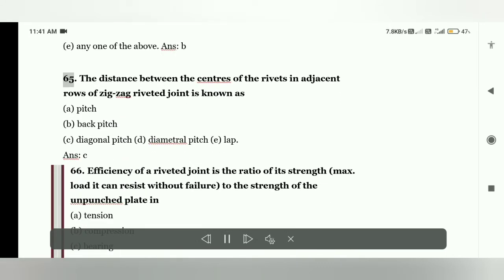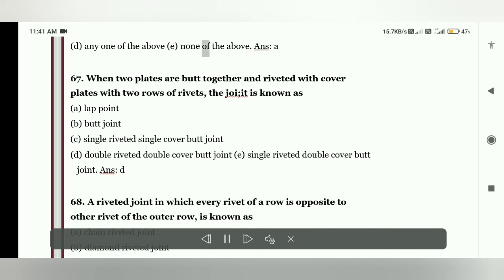64. In riveted boiler joints, all stresses, shearing, bearing and tensile, are based on: the size of rivet, the size of the drilled or reamed hole, average of size of rivet and hole, smaller of the two, any one of the above. Answer B. 65. The distance between the centers of the rivets in adjacent rows of zigzag riveted joint is known as: pitch, back pitch, diagonal pitch, diametral pitch, lap. Answer C. 66. Efficiency of a riveted joint is the ratio of its strength, the maximum load it can resist without failure, to the strength of the unpunched plate in: tension, compression, bearing, none of the above. Answer A.